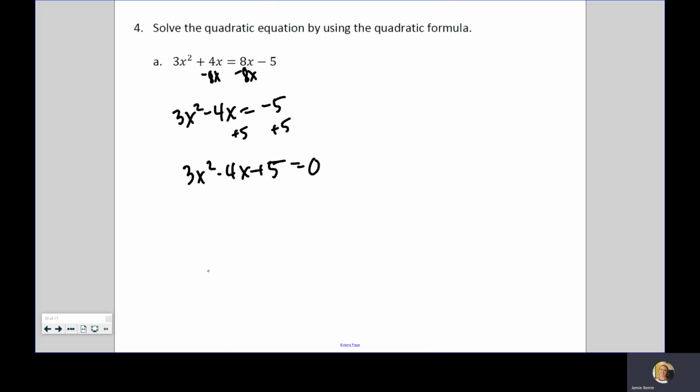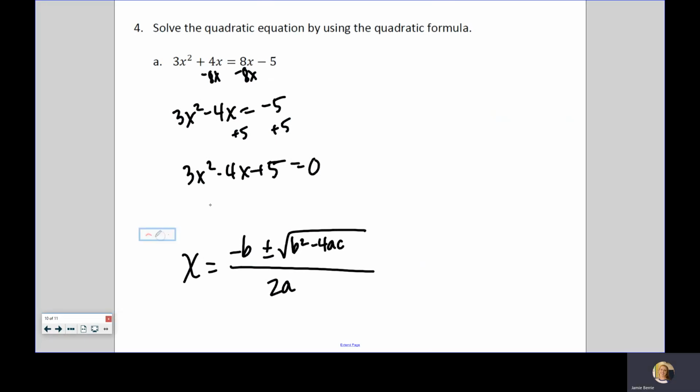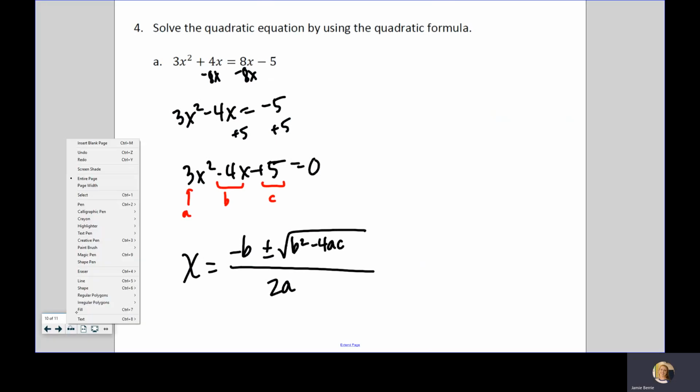Now I can go ahead and use the quadratic formula. x is equal to negative b plus or minus the square root of b squared minus 4ac all over 2a. All right, so in our problem, a is 3, b is negative 4, and c is 5. Okay, so let's plug those numbers in.